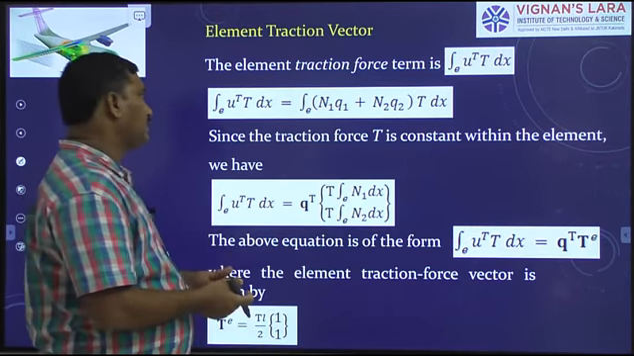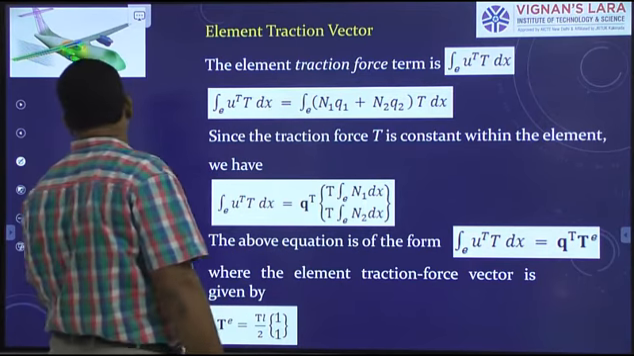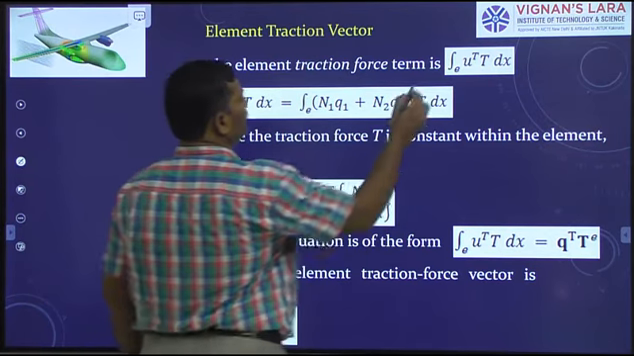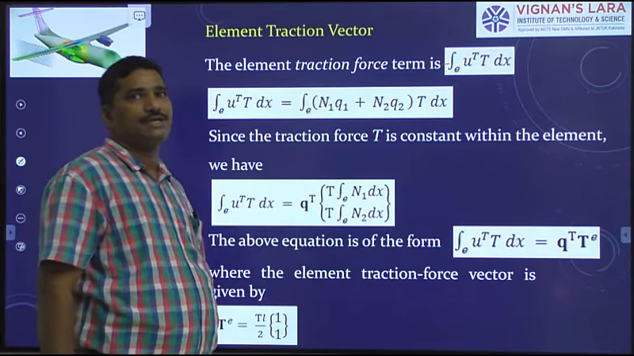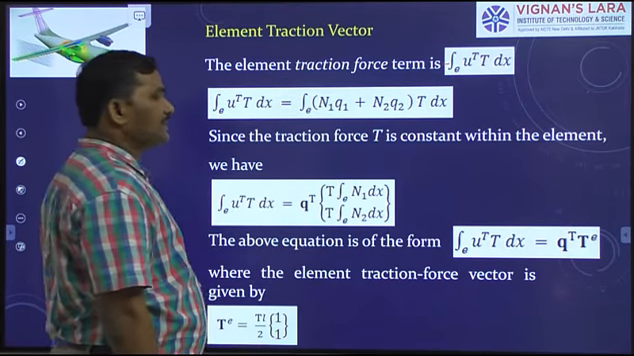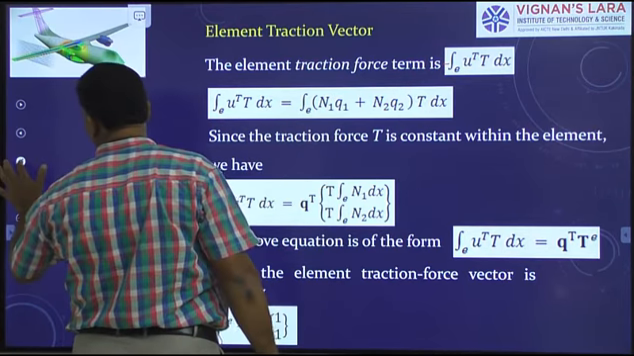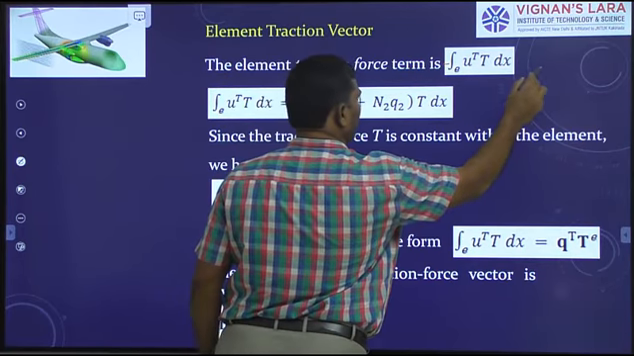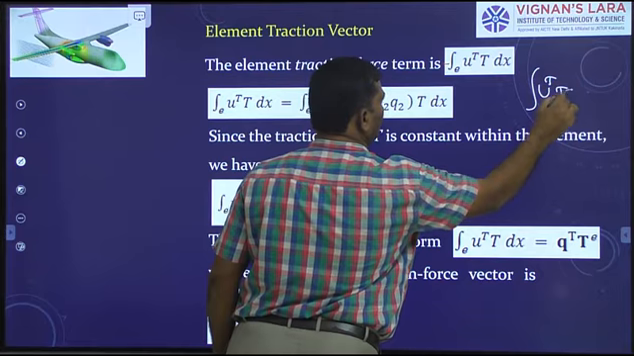Work potential is always negative due to the external forces. Hence, I can consider here the work potential negative. Whether you put minus here or later, it doesn't matter. So, what is the expression? The expression for the work done by the surface traction is the integral of U transpose T into dx.